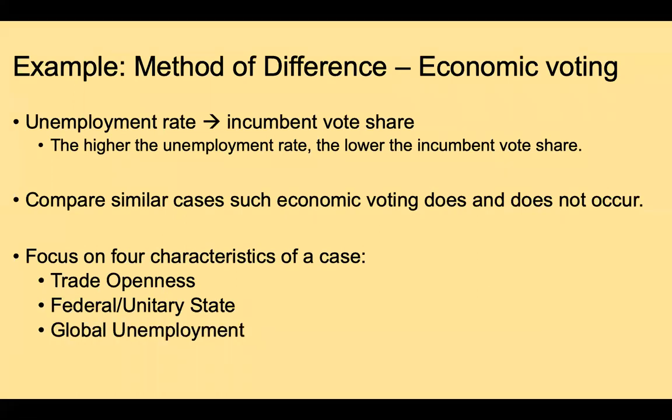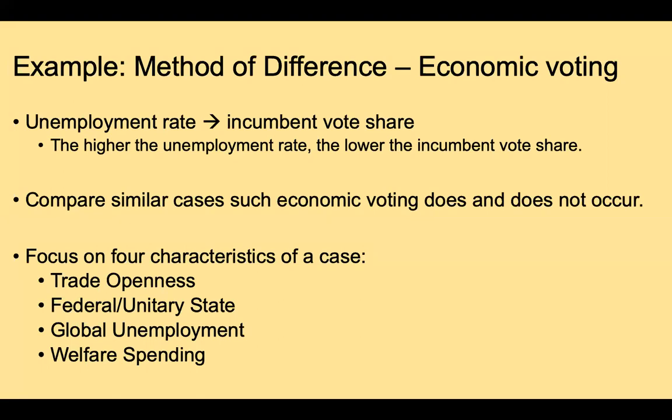I also considered the possibility that if global unemployment is very high, even if the country is not necessarily that open to trade, maybe voters won't blame the incumbent because they'll think that, well, there's a global economic crisis that's affecting everyone relatively equally, in which case they wouldn't hold the incumbent government accountable. Maybe they would blame the global economic circumstances. That's a possibility.